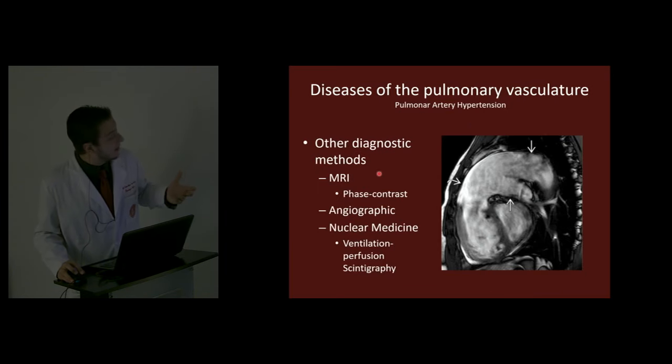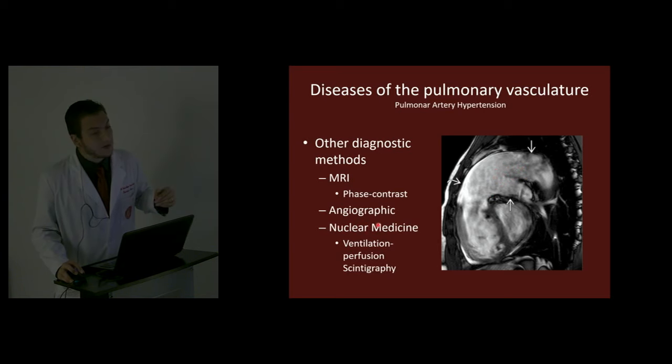There are other diagnostic methods like MRI. We use a phase contrast technique. In this sagittal MRI with phase contrast technique, we can see the enlarged pulmonary trunk and the enlarged left and right pulmonary arteries. It is useful because, besides evaluating the morphology of the artery, you can determine the direction and the velocities of the flow.